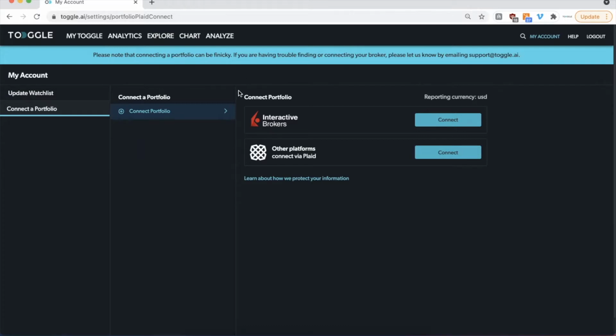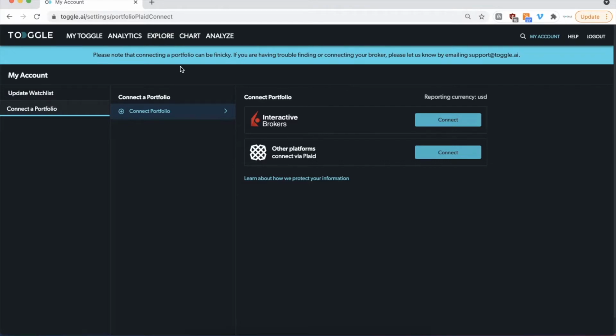The first time you connect a portfolio as well, you're given a choice to select your reporting currency. I selected US dollars. Make sure you select that correctly. And if you would like to change that as well, just drop us an email. We can figure that out.